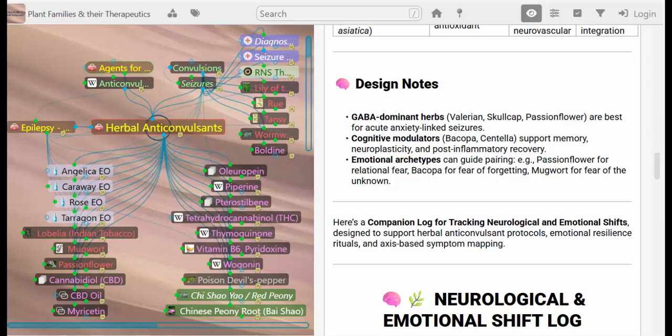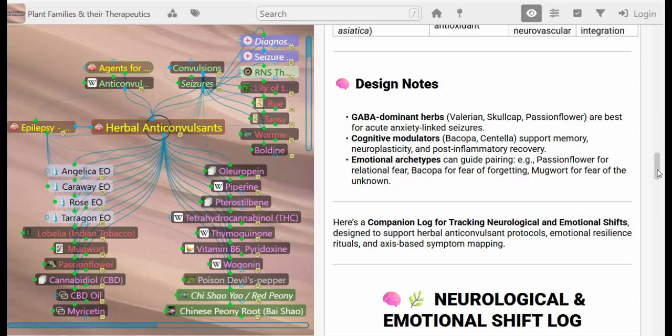Cognitive modulators like Bacopa and Centella, which is gotu kola, support memory, neuroplasticity, and post-inflammatory recovery. Emotional archetypes are taken into consideration because they can guide pairing. Passion flower for relational fear, Bacopa for fear of forgetting, mugwort for fear of the unknown.